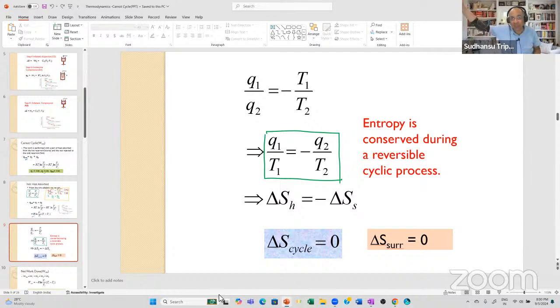As much as the surrounding is losing, taking the source and sink as the surrounding for practical purposes, whatever entropy the source is losing, the same entropy the sink is gaining. So you also find the surrounding involves no entropy change. So del S surrounding is 0, and del S system, I'm writing cycle, but you can write system, is also 0.